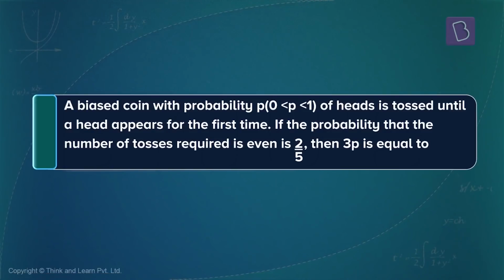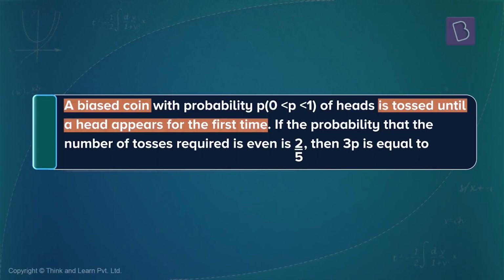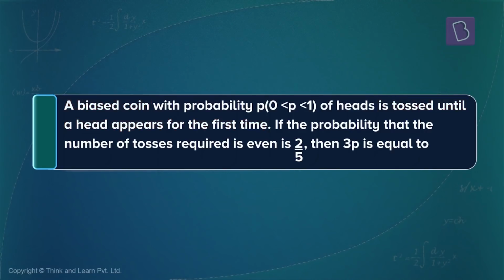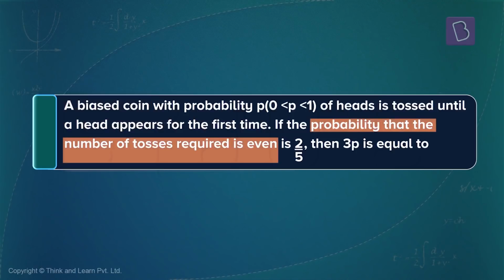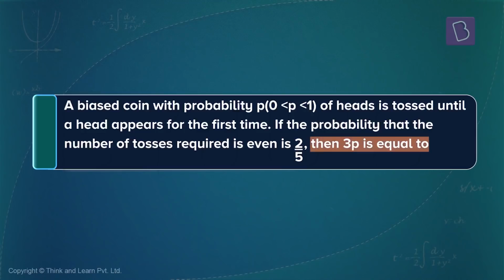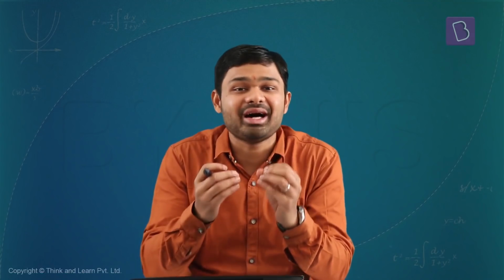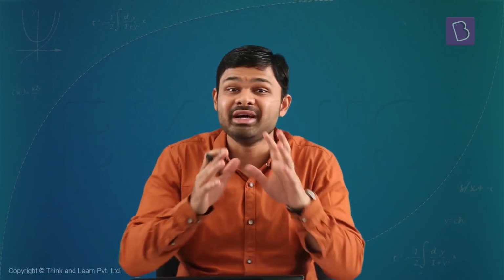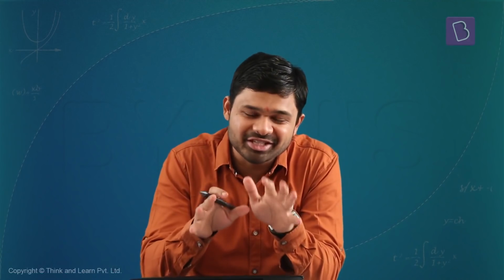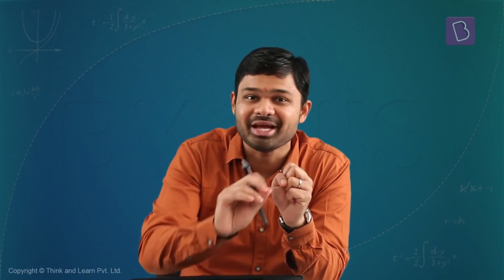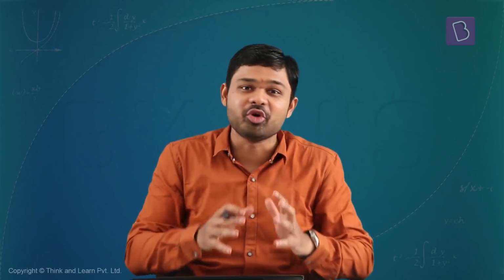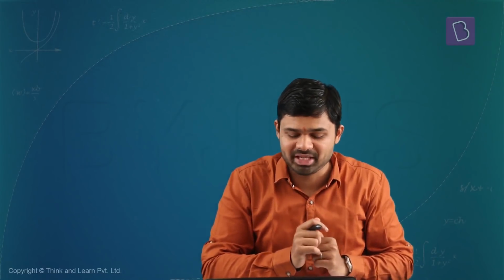The event which occurs is that the coin is repeatedly tossed till we get our first head. The moment we get our first head, we stop tossing the coin. Now we've been told that the probability that the number of tosses of the coin is even is equal to 2 by 5. So we have to now find out 3p. Well, it's an integer type of question, so in order to make the final answer an integer, they have given that 3p. The actual objective in this question is to find out p. Then you just multiply it by 3 and present an integer. That's what we're going to do in this particular question. We'll try and find out what that p is.